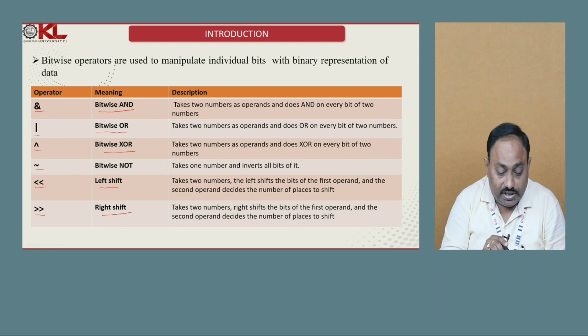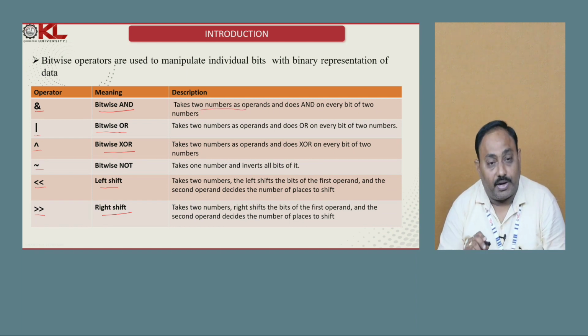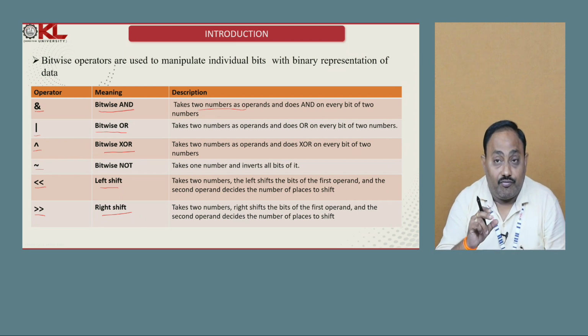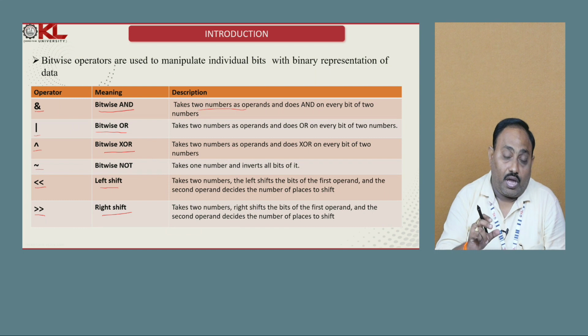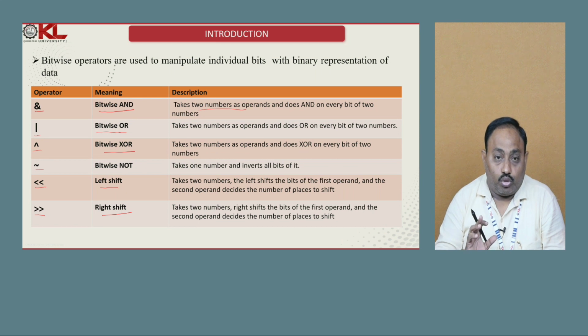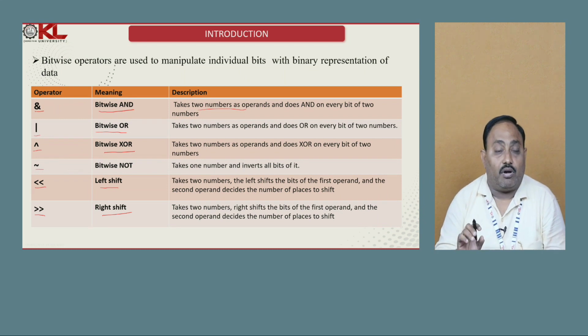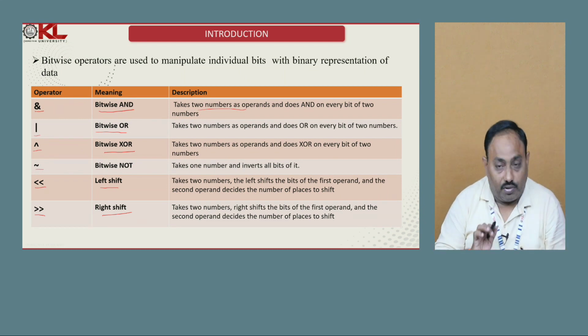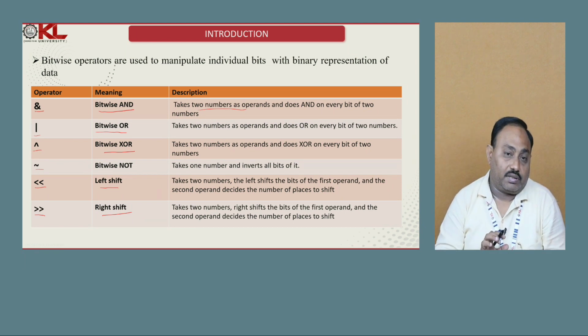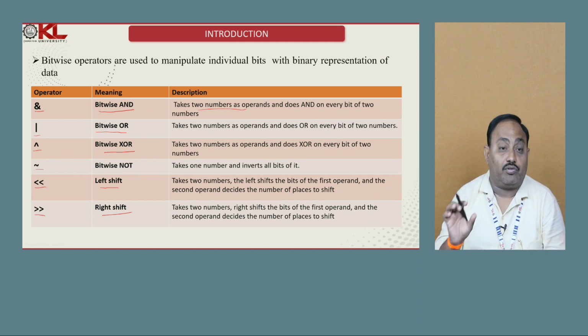The bitwise AND operator takes two numbers as operands, and it performs AND between the bits of every operand. Next, bitwise OR. This operator also takes two numbers and performs the OR operation on every bit of the two numbers. Next, exclusive OR. It takes two numbers as operands and performs the exclusive OR operation on every bit of the two numbers.